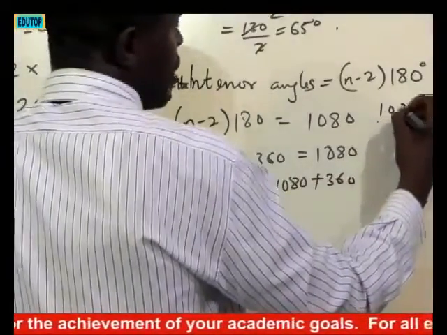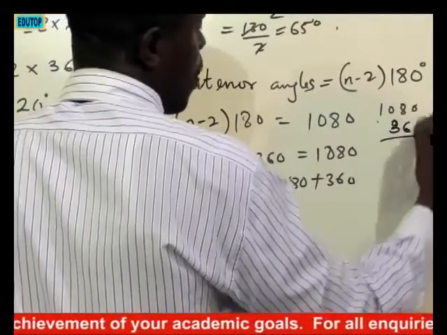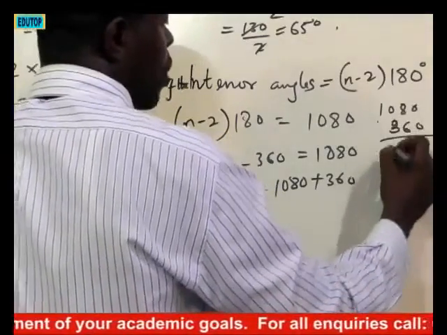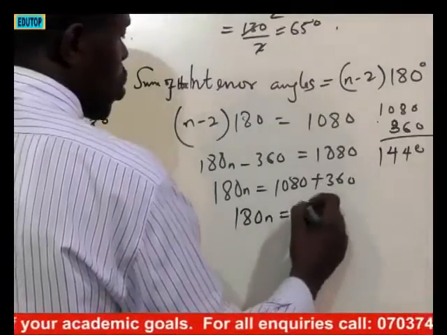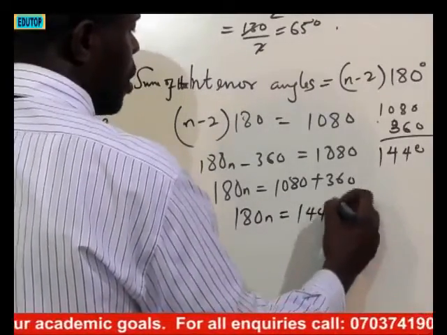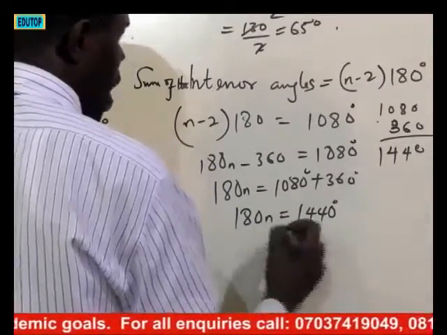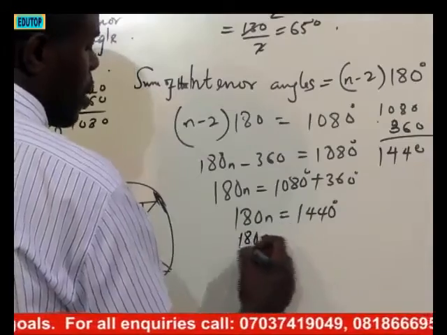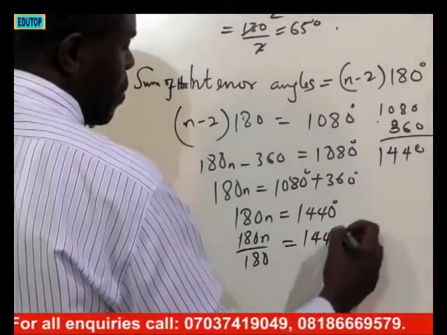So 1080 plus 360. 0 plus 0, 0. This one is 4, another 1, and this one is 4, 1. So we have 180n equals 1440 degrees. So in that situation, we divide both sides by 180. We divide this by 180, and we also divide this by 180.